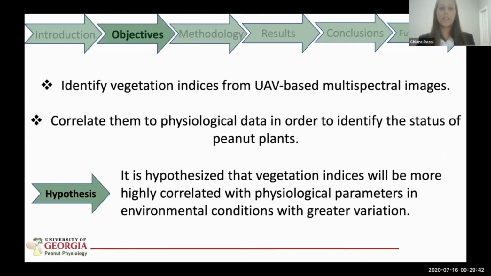So based on this, the objectives of this project were to identify vegetation indices from UAV-based multispectral images and to correlate them with the physiological data that we collect in the field in order to identify the status of peanut plants. And our hypothesis was that vegetation indices will be highly correlated with the physiological parameters if the variability of the environmental conditions is greater.